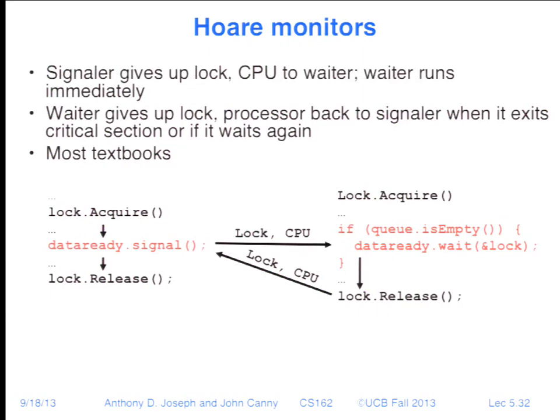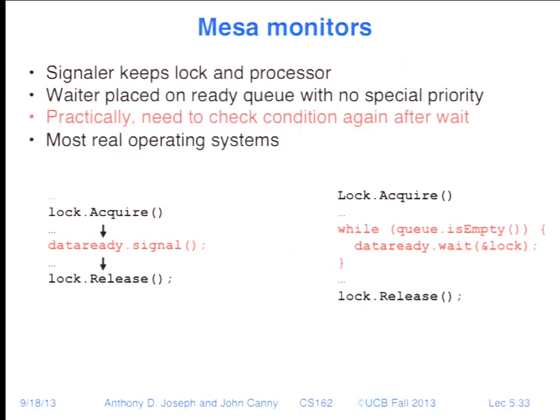So that's one style of doing things. Only one style, though. All right. So, Mesa monitor is a bit more laid back, I suppose. So the signaler keeps the lock and the processor, and instead the effect of the signal is to put the waiter into a ready queue, because they would have been suspended. They would not be ready after hitting this wait because they're unable to run. But the effect of the signal should be to make them ready to run. But the Mesa style doesn't try to do that instantaneously. It just instead makes this thread runnable by putting it into the ready queue. So the practical import is that there isn't a need to check the condition again after the wait. So most modern operating systems do things this way.